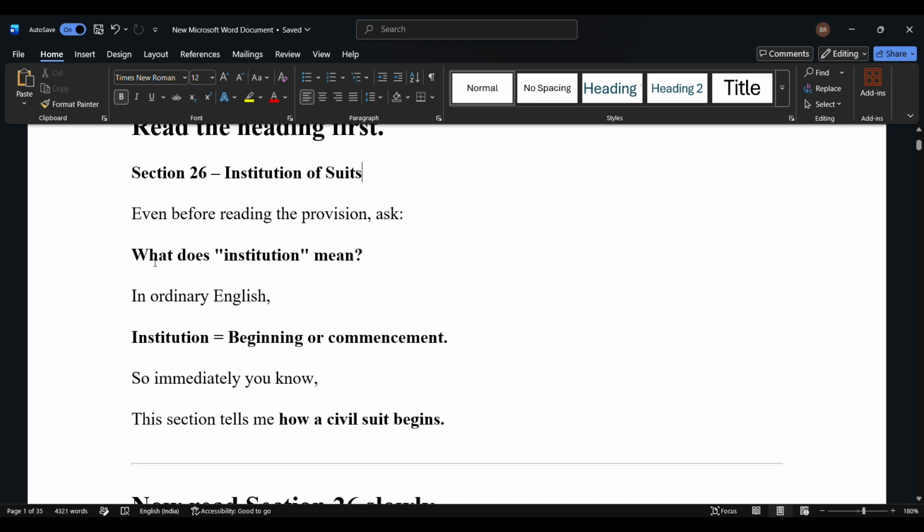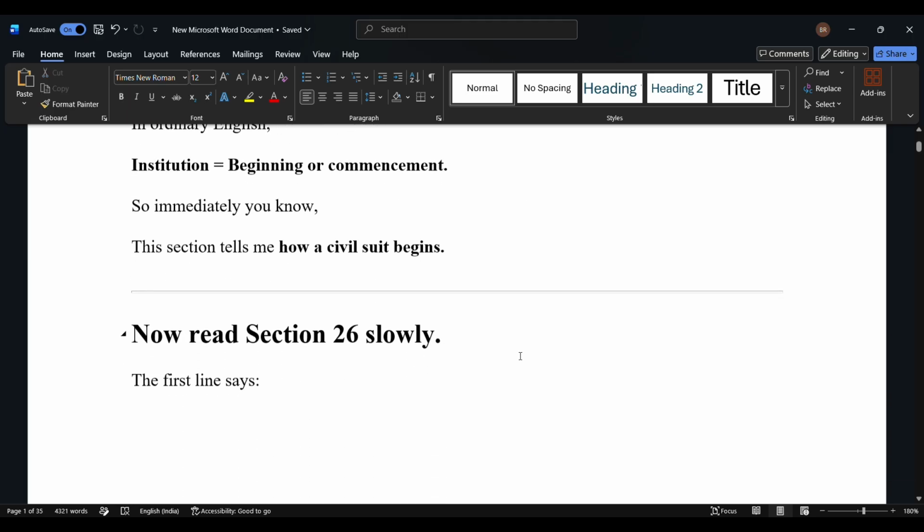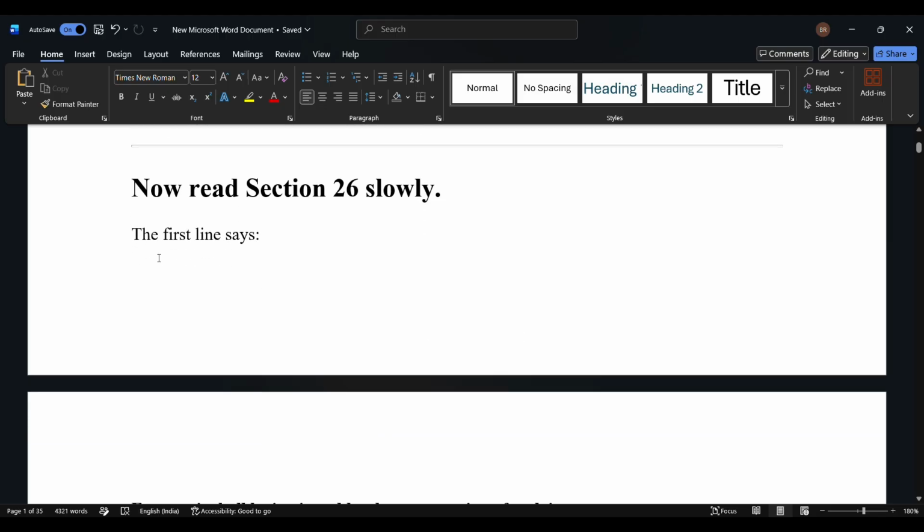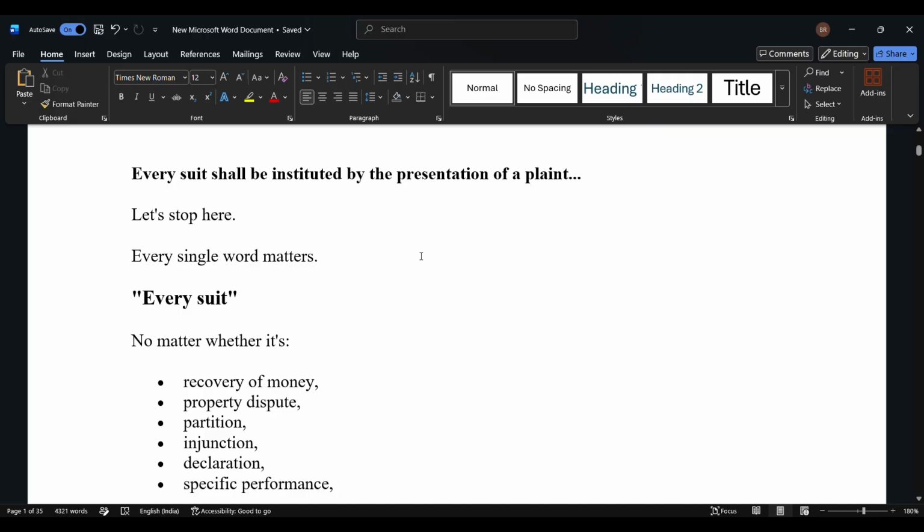Even before reading the provision, ask, what does institution mean? In ordinary English, institution equals beginning or commencement. So immediately you know, this section tells me how a civil suit begins. Now read section 26 slowly. The first line says, every suit shall be instituted by the presentation of a plaint.